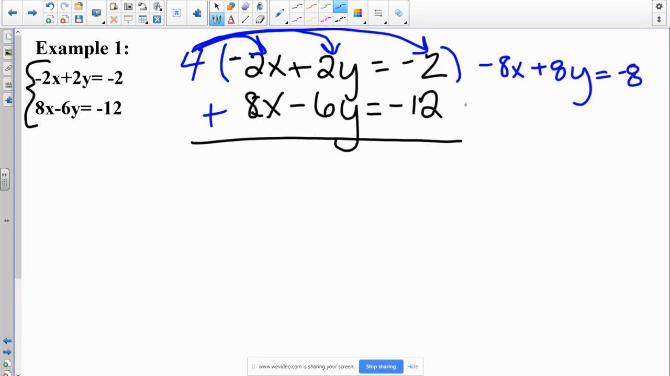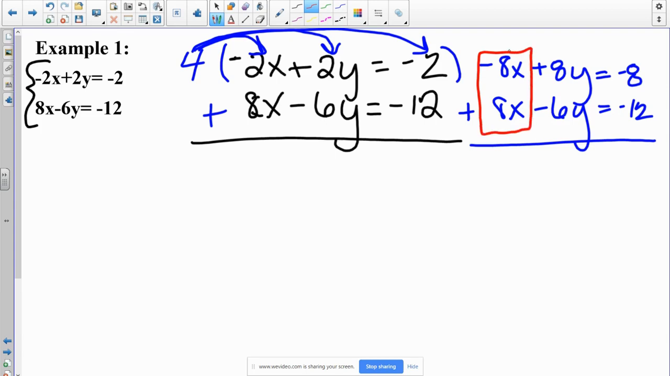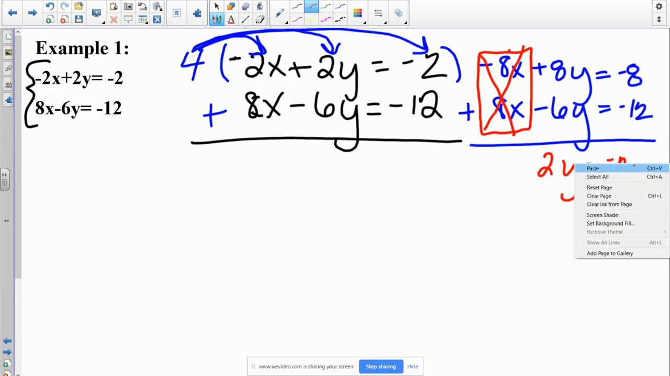And then I'm going to add that, and you always add it to the equation I didn't change, because now I can work with this since they have opposite coefficients. So if you look right here, what's going to happen if I take -8x and I add 8x, that is going to eliminate each other out, which means all I have left to solve is the y. So I'm just going to treat it like an addition problem. 8y plus -6y gives me 2y, and -8 plus -12 gives me -20. So again, notice that I keep adding as my operation.